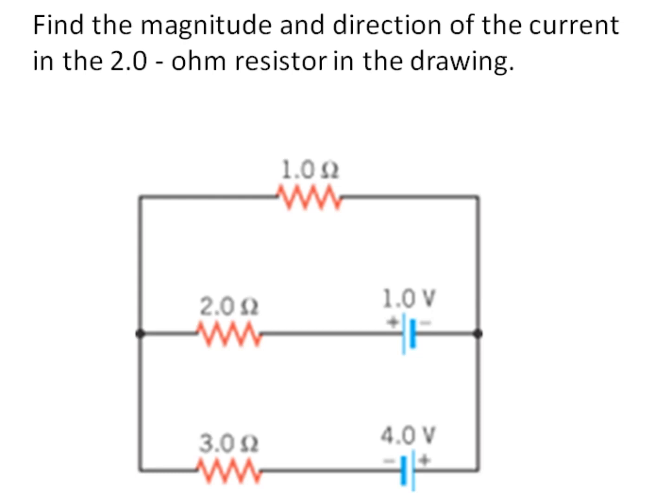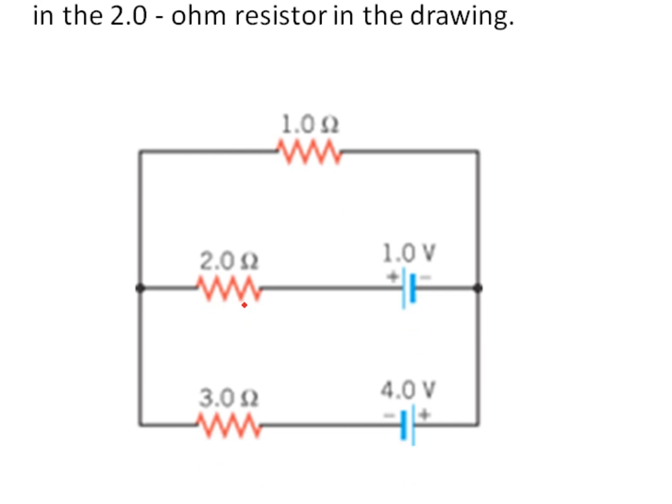This is an example problem for Kirchoff's rules, using Kirchoff's rules in solving electric circuits. Find the magnitude and direction of the current in the 2 ohm resistor in the drawing. So this is the 2 ohm resistor. Now let us solve this circuit using Kirchoff's rules.